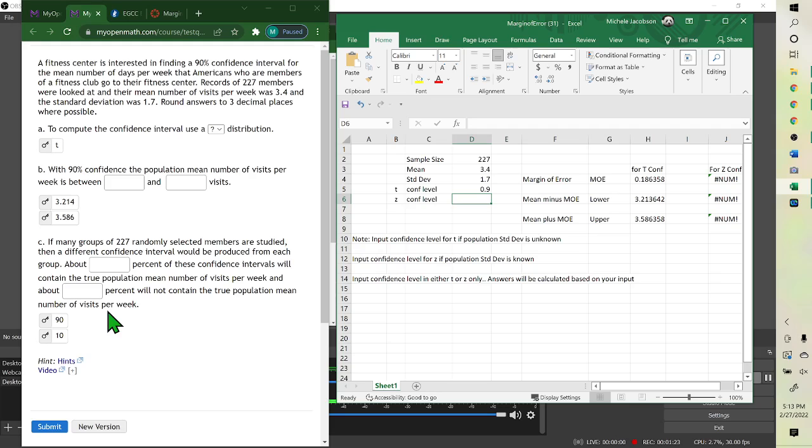For the last part, what you're doing is just explaining the confidence interval. If many groups of 227 randomly selected members are studied, then a different confidence interval would be produced from each group. About 90% of the time, it will have the true population mean, and then 100 minus 90 is 10, so 10% of the time, it will not have the true population mean. So it just means that 90% of the time, when you get a sample, the population mean is in there, and 10% it's not.